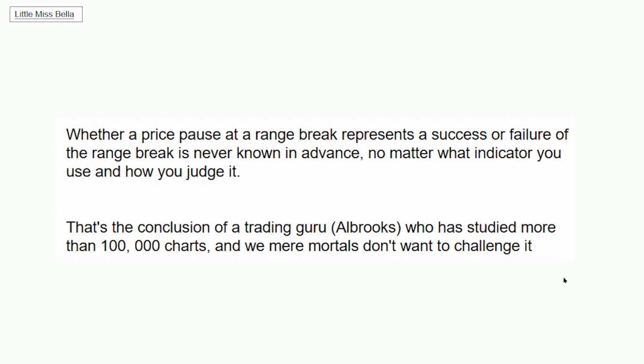And again, as I'll say every time I talk about ranges, you only know in hindsight whether an interval is broken or not. This is the conclusion of the trading masters who have studied more than 100,000 charts, and we mere mortals don't want to challenge it. We can only make decisions during the session based on the signals that come up, and once the market says no, we cut our losses and don't fight the market.